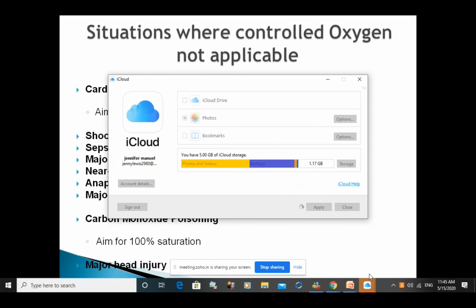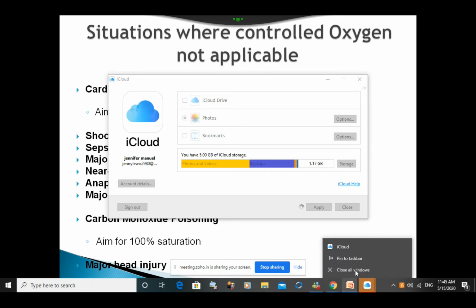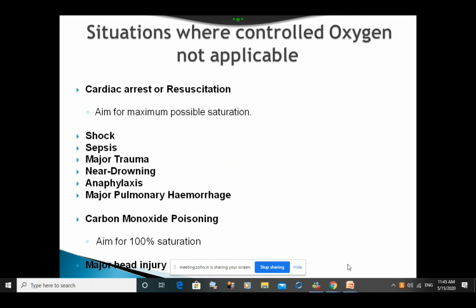Now, situations where controlled oxygen is not applicable. For example, your patient may have cystic fibrosis, may have COPD, may have a neuromuscular problem, but if they are coming into hospital with a problem like shock, sepsis, major trauma, near drowning, anaphylaxis, or major pulmonary embolism, this is not the time you will be starting your patient on 24%, 28%. This is a life-threatening situation.